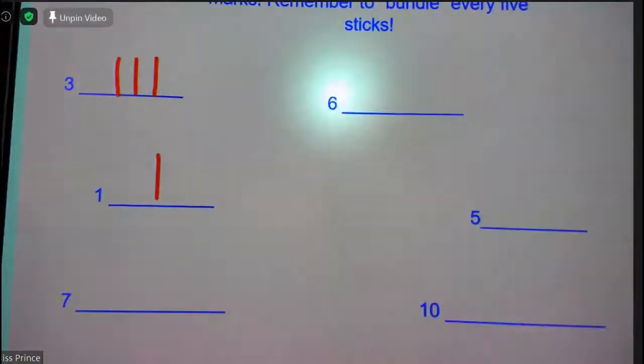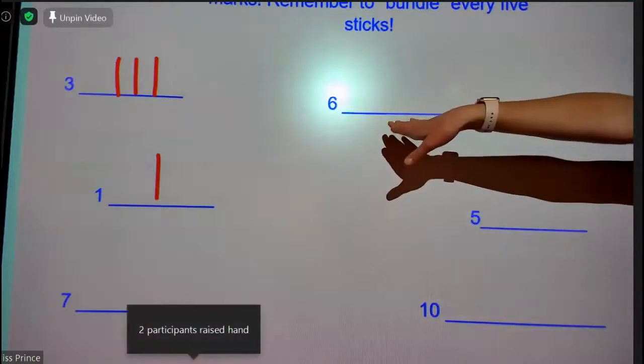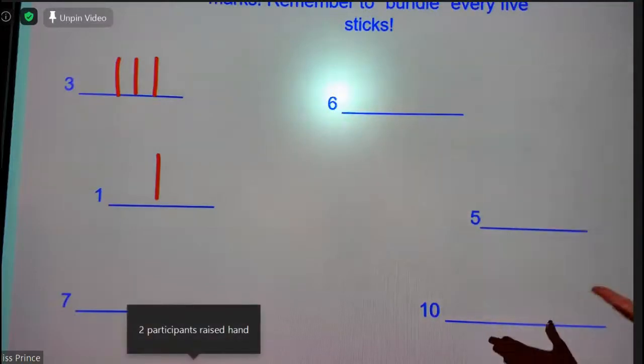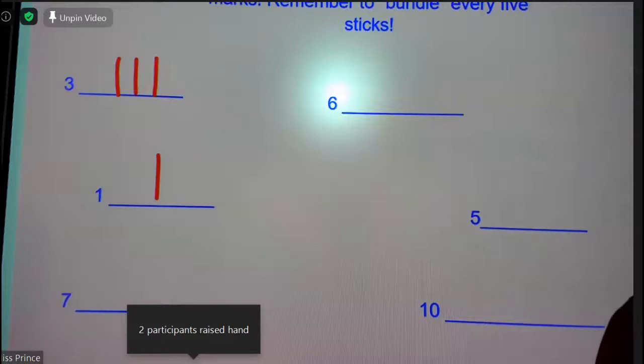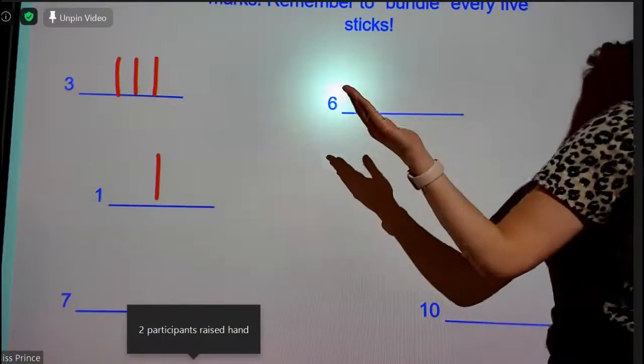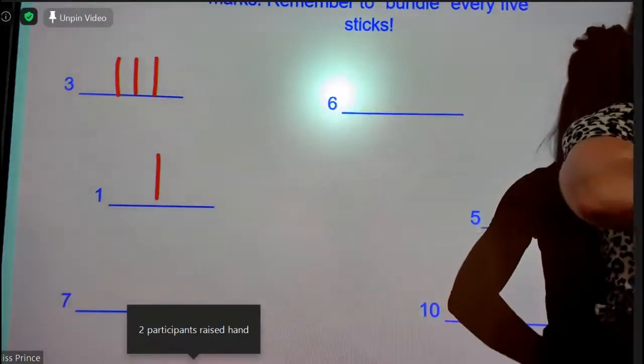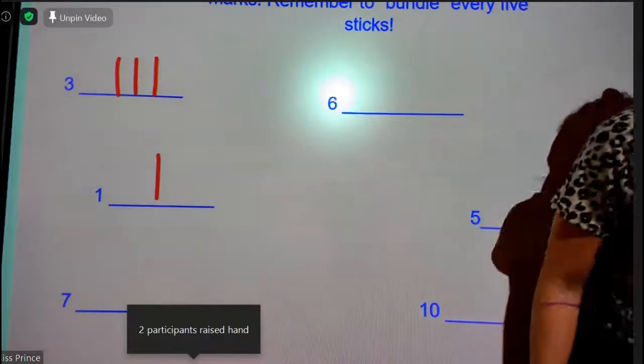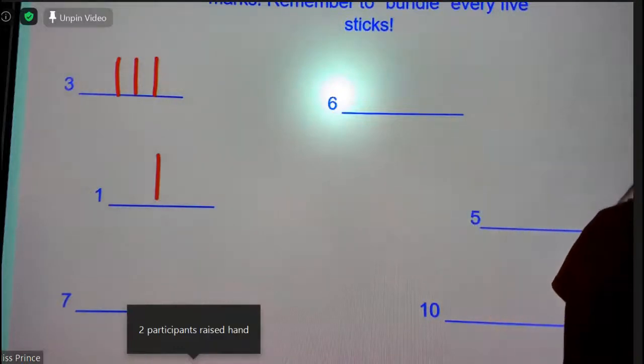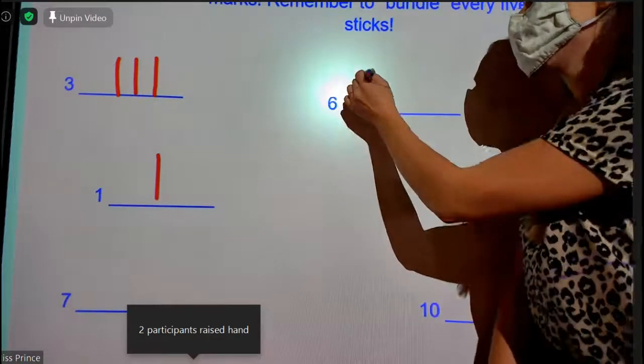We are going to go to 6. Is 6 greater than 5? Yeah. So what do I need to do when I get to 5? Bundle. So Miss Prince is going to show you what that means. Are you ready? I'll go slow. Count with me. Here we go.